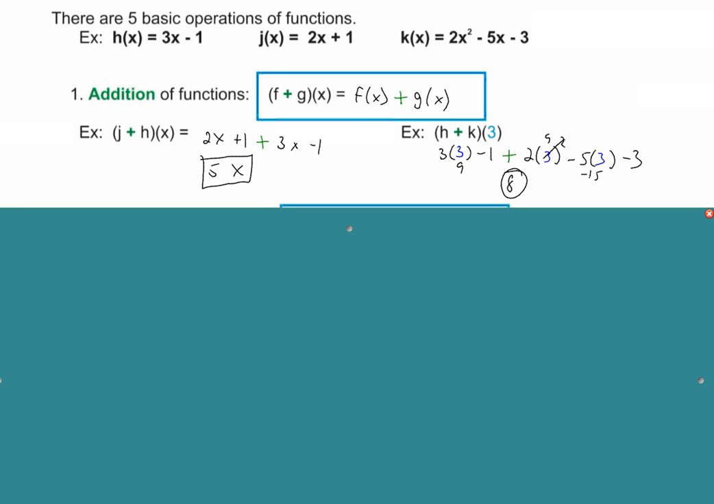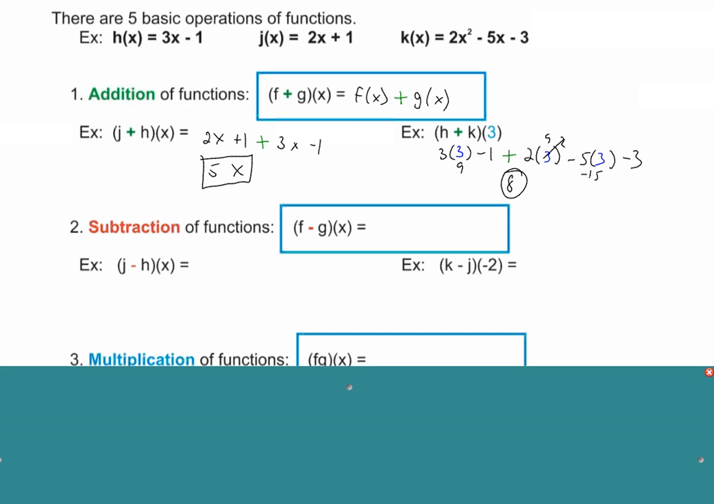Okay? So the left one, we had to leave the variable in there because it's of x. But on the right one, we get a numerical value because we found the output of the h function when the input's 3, and the output of the k when the input is 3.